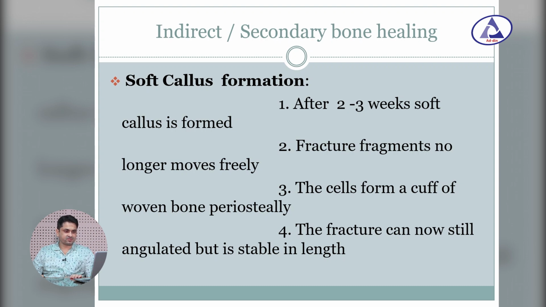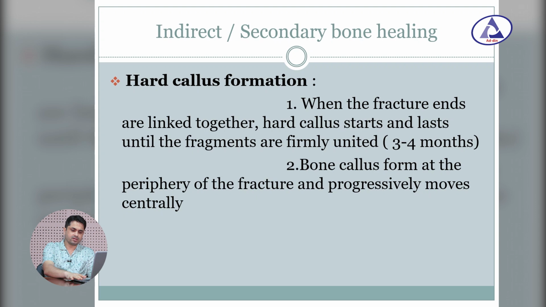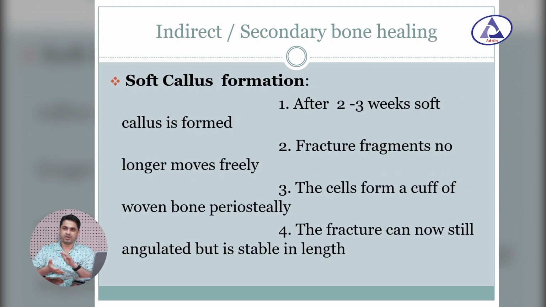Then soft callus formation. After 2 to 3 weeks, soft callus is formed. Fracture fragments no longer move freely, which we call stickiness of the fracture site. The cells lay down woven bone periosteally around the fracture site. The fracture can still be angulated, but is stable in length. It means we can bend the fracture, but it remains stable in length when you give physiological pressure.